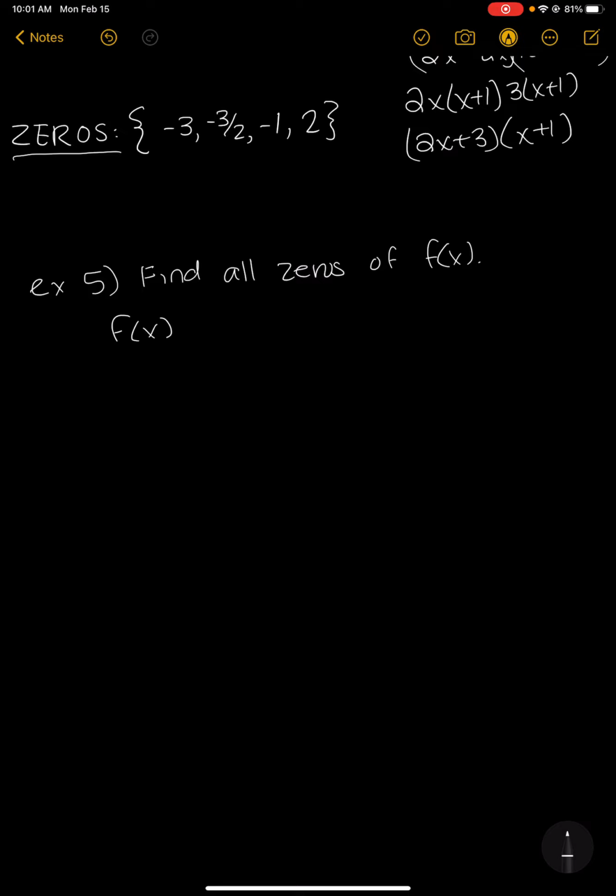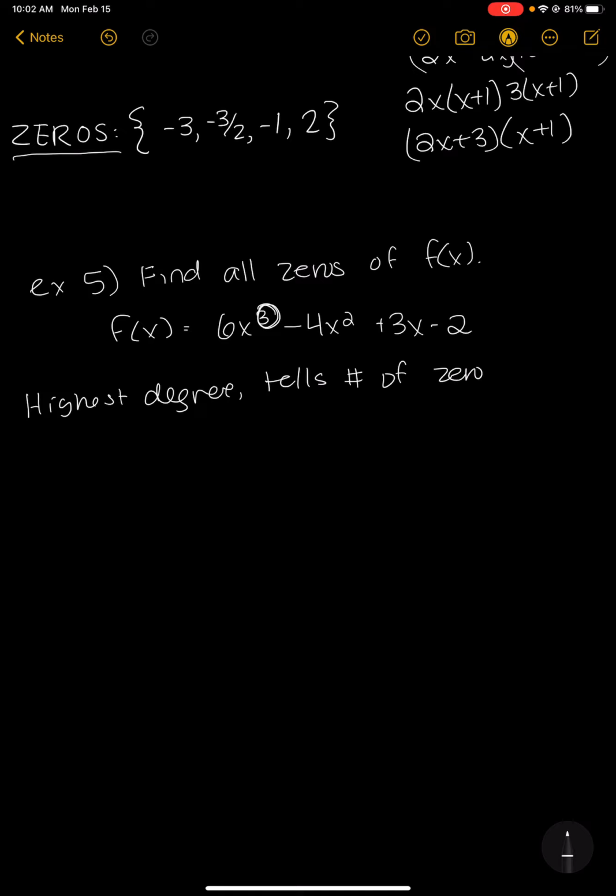And so if f of x is 6x cubed minus 4x squared plus 3x minus 2, we have a four-term polynomial. And even though it's a cubic function, we know we should at least have 3 zeros. So highest degree tells you how many zeros you should end up with. So we should get 3.